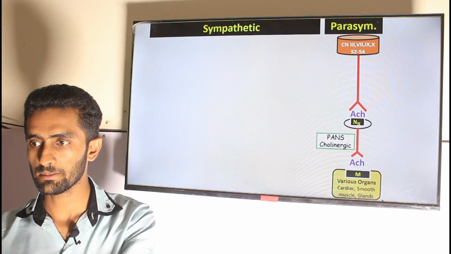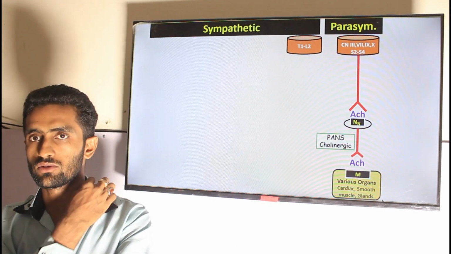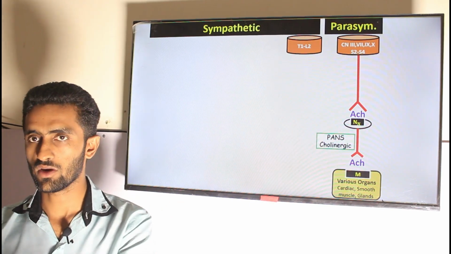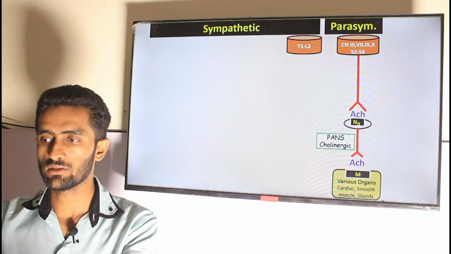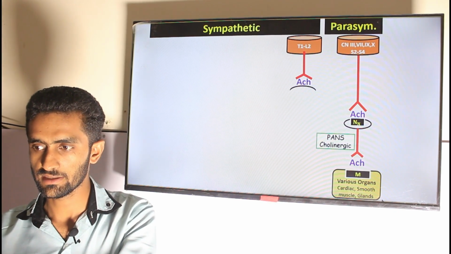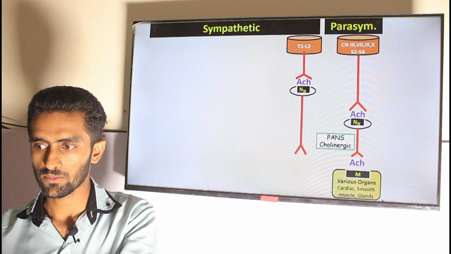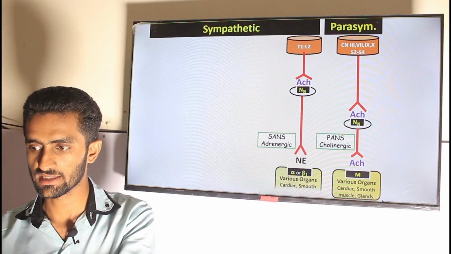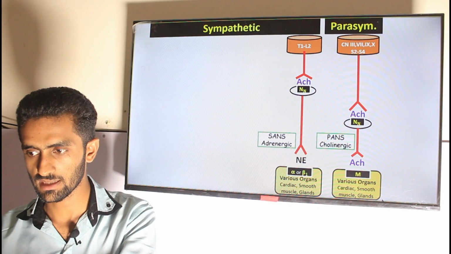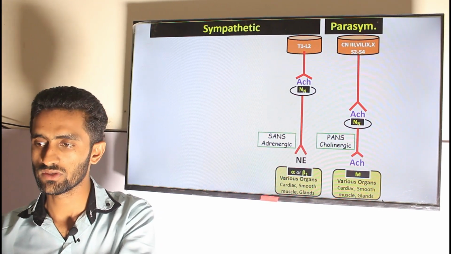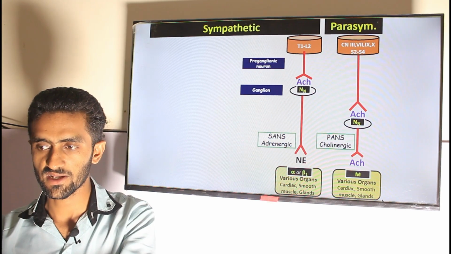Let's look at the sympathetic. The outflow comes from the thoracic T1 to L2 segments. Preganglionic is acetylcholine, then the ganglion, then postganglionic norepinephrine. So this is the sympathetic adrenergic system. For the various organs, cardiac and smooth muscle, the receptors are alpha and beta. So this is the preganglion, this is the ganglia, this is the postganglion.